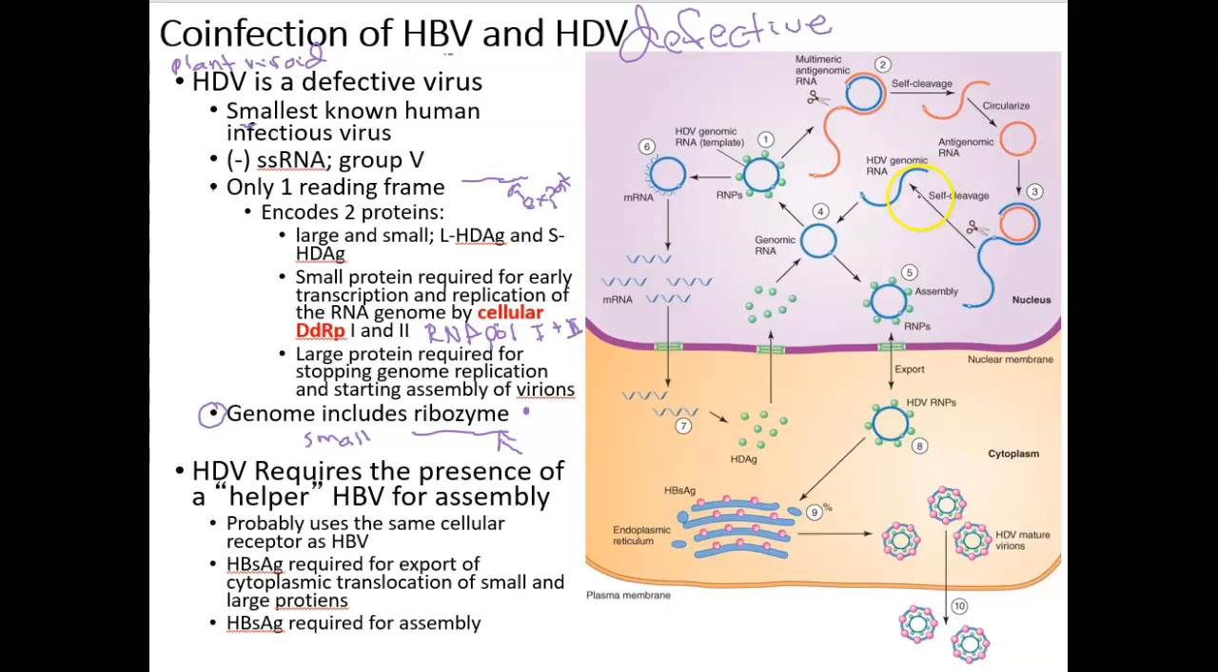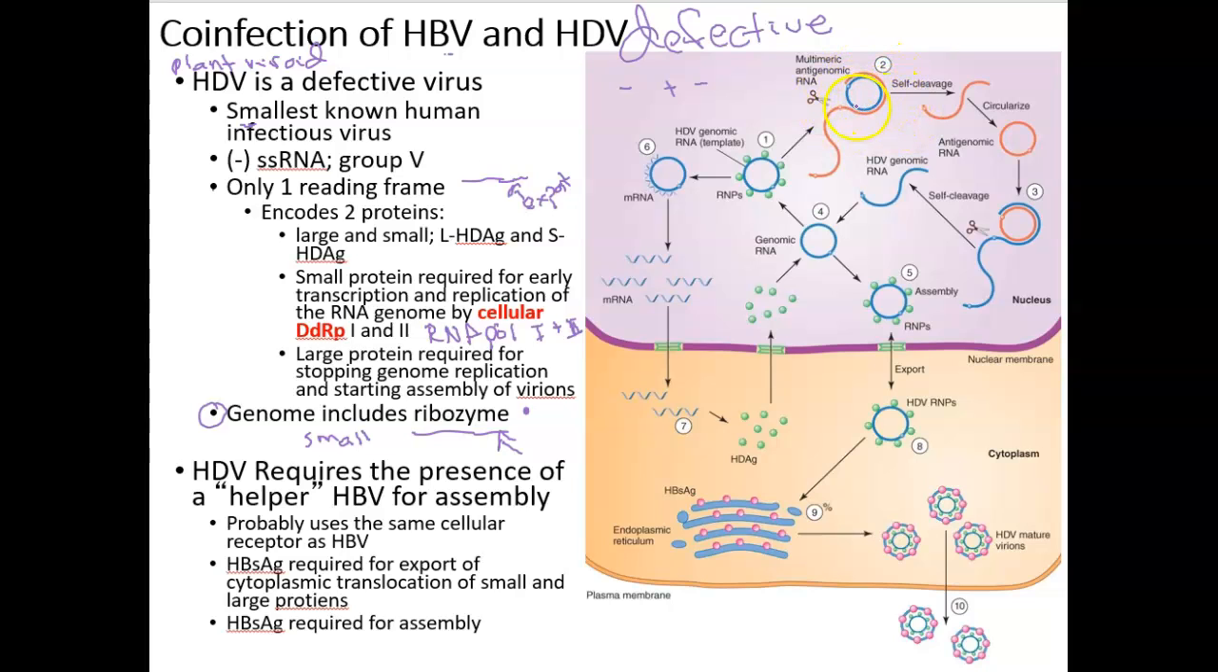So, like other negative RNA viruses, the negative strand can't be used as messenger RNA, right? So you've got to synthesize a positive sense from that. The positive sense can be used as messenger RNAs, but then you've got to make a negative complementary strand from that positive antigenome. So that's what they're trying to show in these steps.